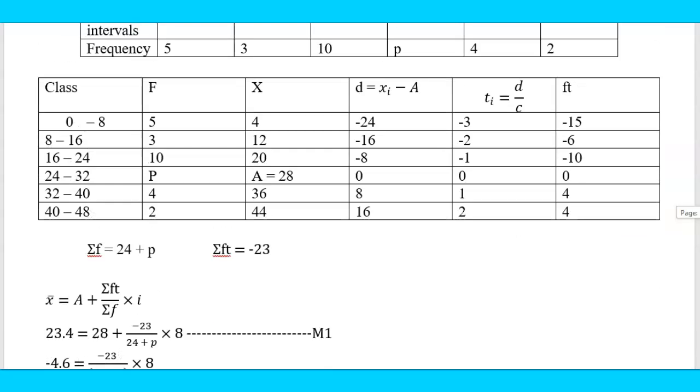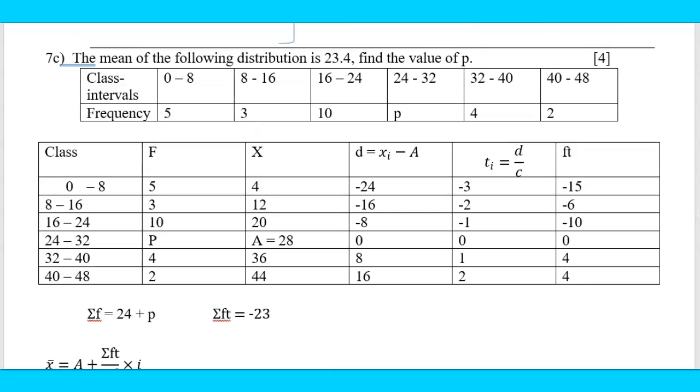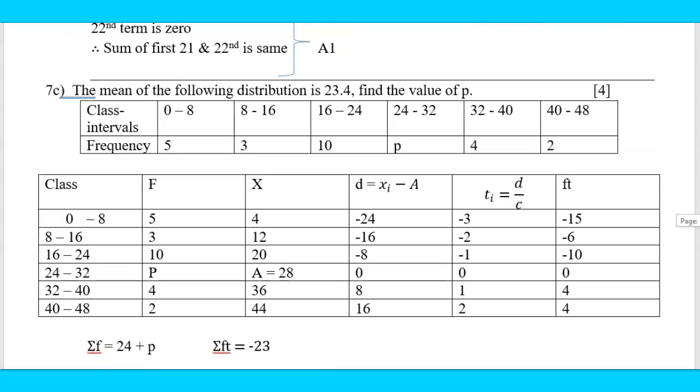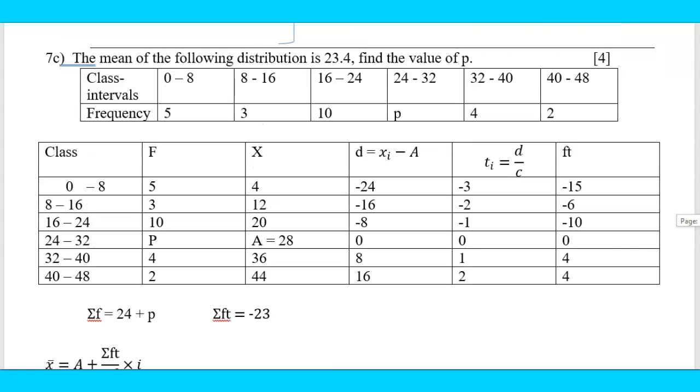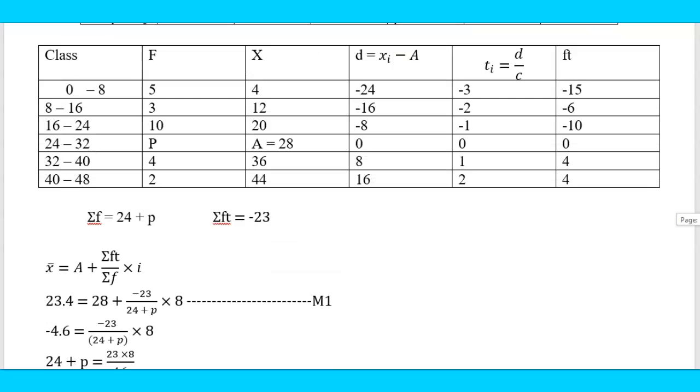Now we'll move on to the next question, 7c. Here in 7c, you have to find the value of p. For that, you can use any one of the methods, but I have used the step deviation method. Finding the mid values or class marks correctly, you will get 1 mark. And if you have found the correct sigma f, sigma fx or sigma fd, you will get 1 more mark.